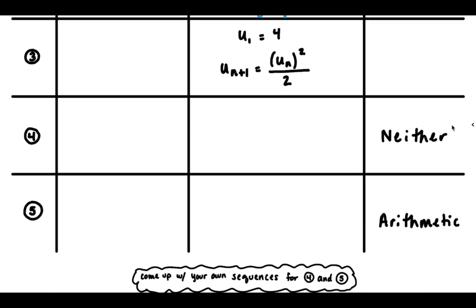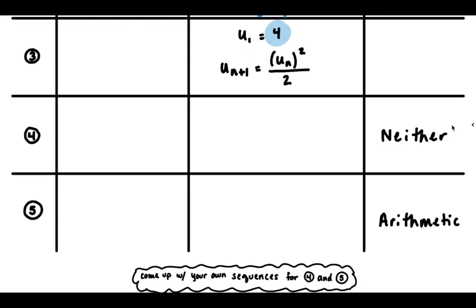Number 3, this time we have a formula again, so hopefully by now we know we can start with our first term. So we know our sequence starts at 4, and then we want to know how to fill in the rest of the sequence. We look at our rule, and this is saying to get the next, we're going to square then divide by 2. Because this symbol is the next, it's the now squared divided by 2.